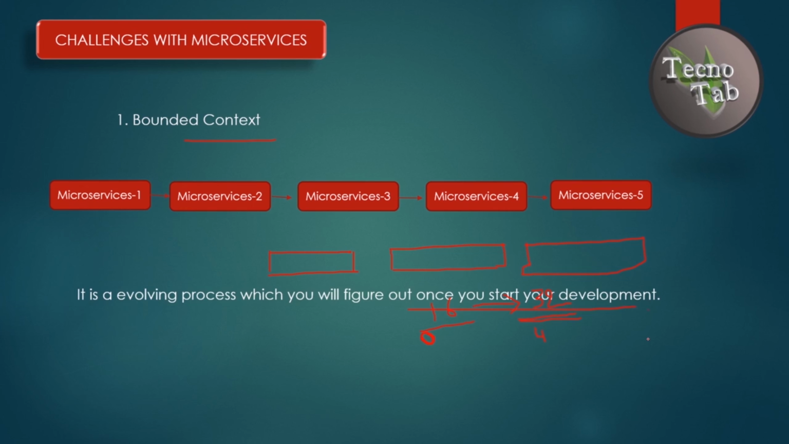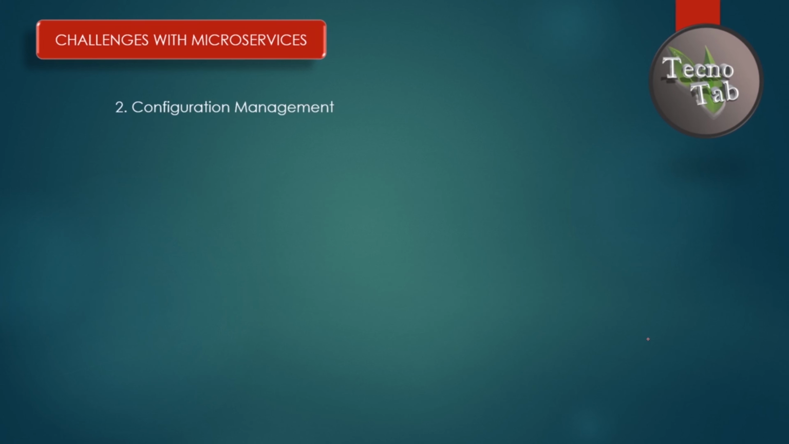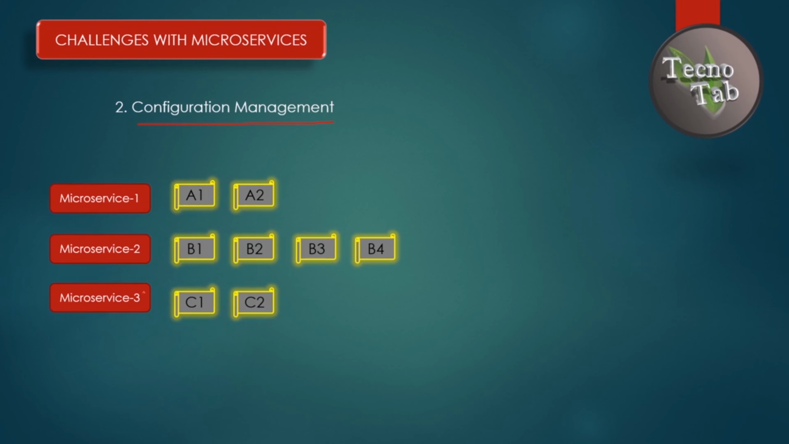Let's move to the next challenge that is associated with the microservice, the configuration management. What I mean by configuration management is, let's say we have 3 microservices, 1, 2 and 3, and each microservice is having different instances running. And let's say that this is our L1 environment, this is L2 environment, and this is your prod environment. Some of the projects are having even 5 environments.